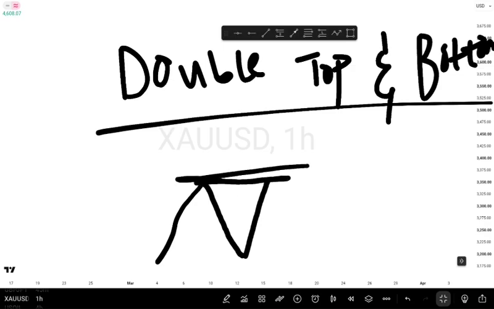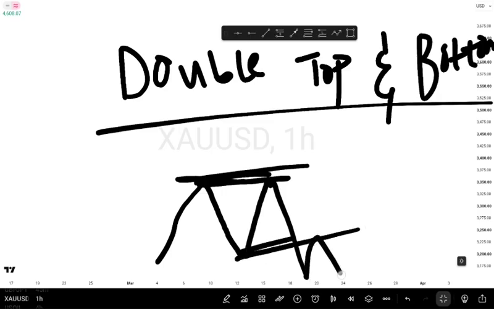Now, as a retail trader, what will you do? You take the sell. And how do you now measure your take profit? You measure from this neckline to this double bottom. Then your take profit will be from after this low has been broken, and then you will sell further. That is the double top.